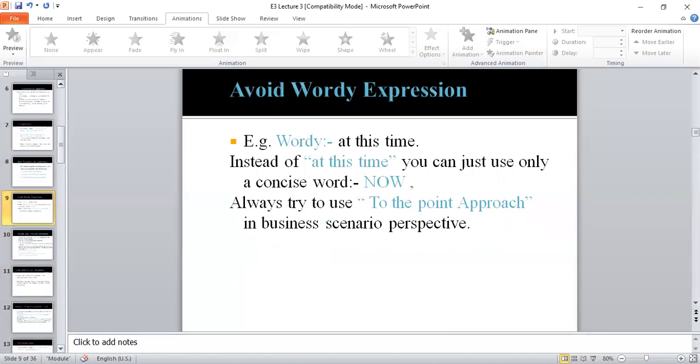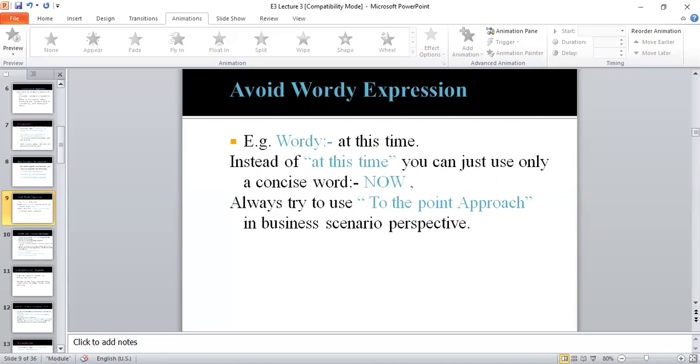We have number one on the top, which talks about wordy expression. What do we mean by wordy expression? Let's see, we have this phrase, at this time, and we're going to replace it with the word now. Now, you can understand the difference between at this time and now. The first one had 3 words in it, and the second one, which is precise, has only 1 word.